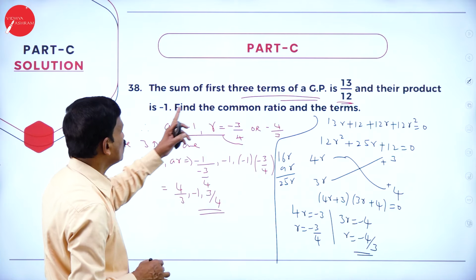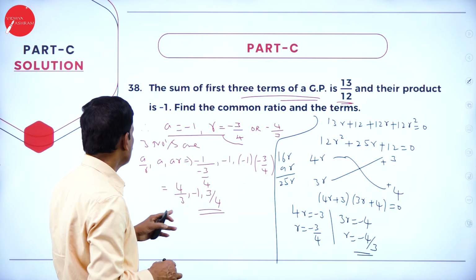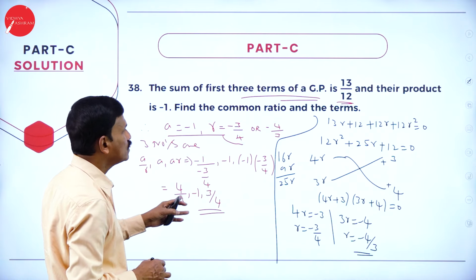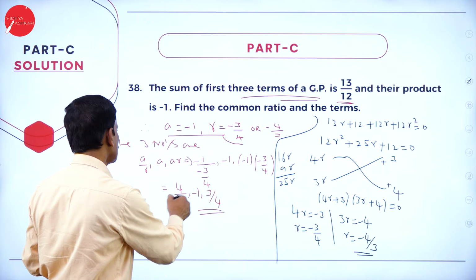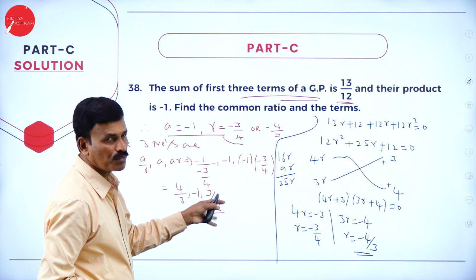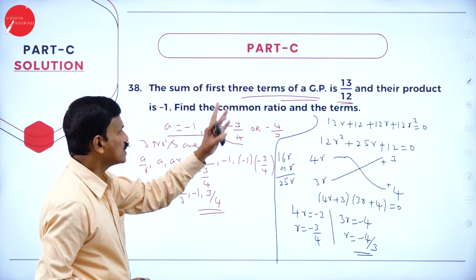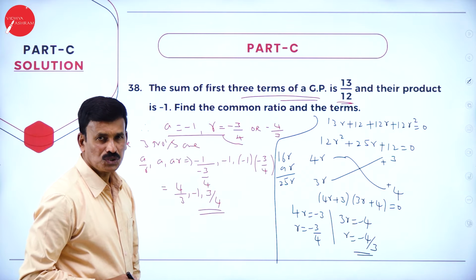So, the sum of the first three terms, if you add, what will you get? Or if you multiply the product, see what happens. 3, 3 cancel, 4, 4 get cancelled, the product is minus 1. If you add, the sum is going to be 13 by 12.